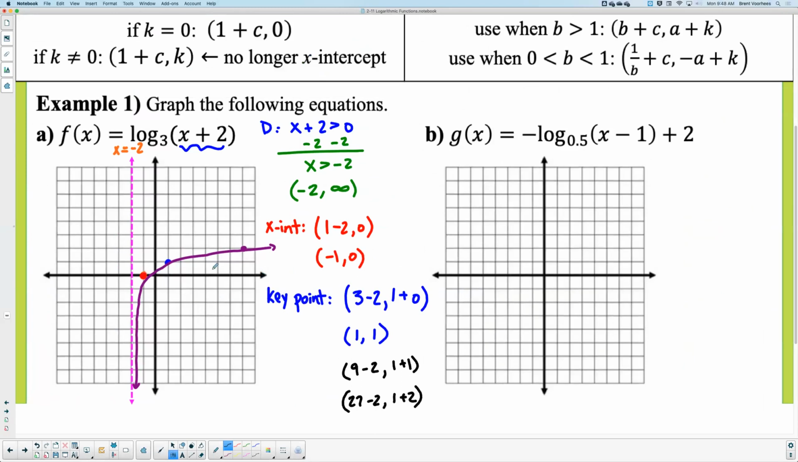For you, though, you only have to know 2 points. That's why I only put those 2. All right, let's jump over to the next. On the next, by the way, will we call this logarithmic growth or decay? Growth. Okay, good. Let's go over to the next one.